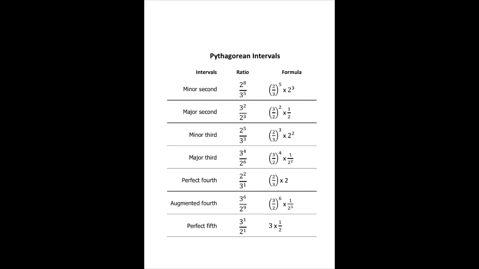Two quick examples of how to calculate these intervals are as follows. A perfect fifth is the difference between an octave and a fifth and an octave, that is to say 3 divided by 2. A major second is the difference between 2 perfect fifths and an octave, that is to say 3 over 2 to the power of 2 times 1/2.